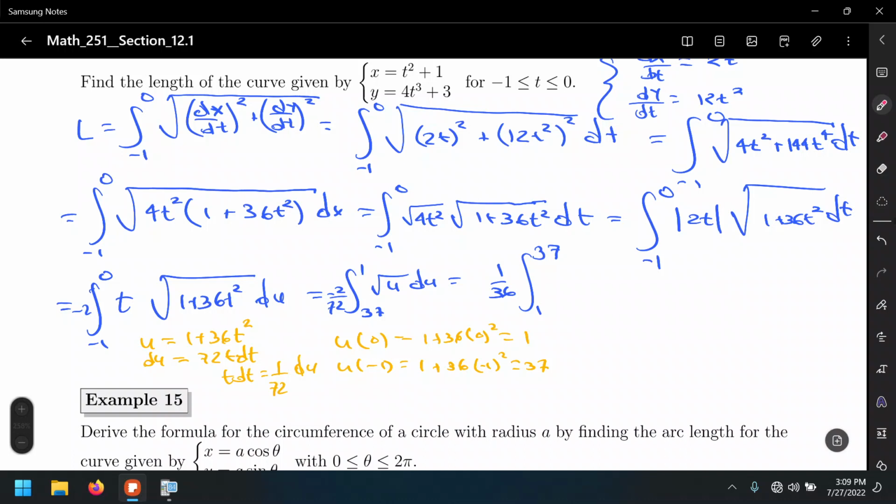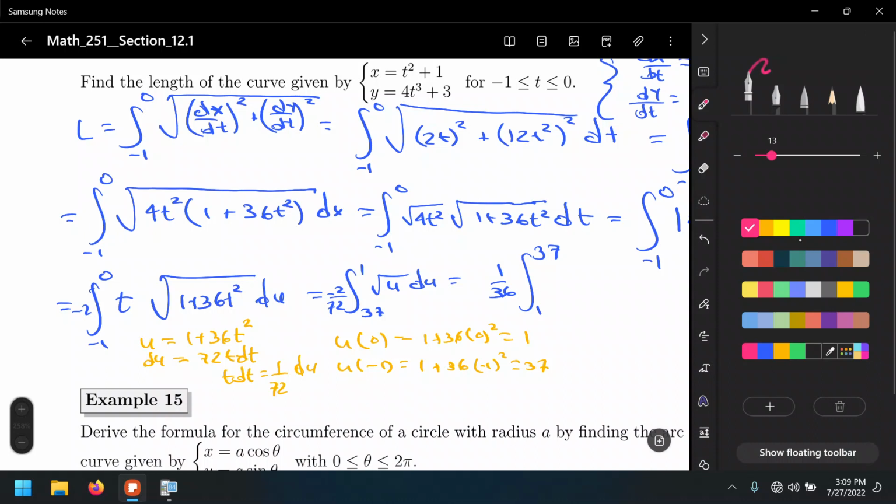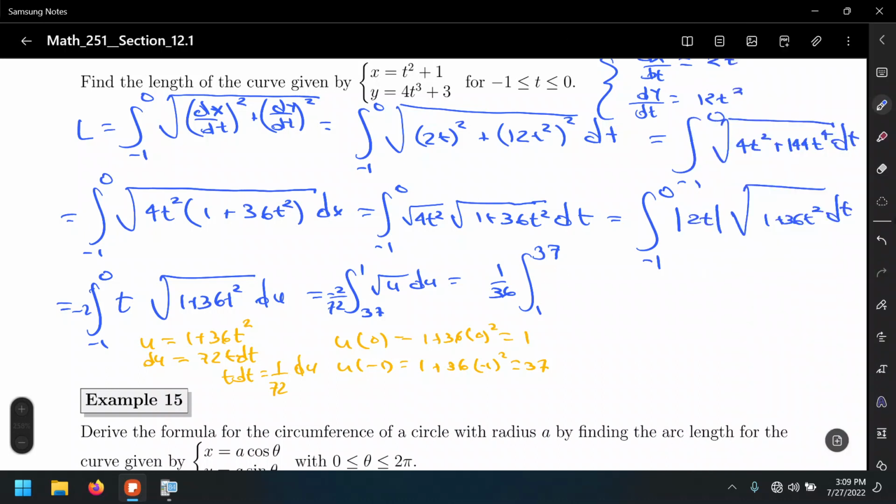All right? And well, so that's u to the 1/2 du, and that's 1 over 36 u to the 3/2 over 3/2 from 1 to 37. And well, 1 over 36 divided by 3/2 is the same as being multiplied by 2 over 3. So that's going to be, okay, this one, 1 over 36 times 2 over 3.